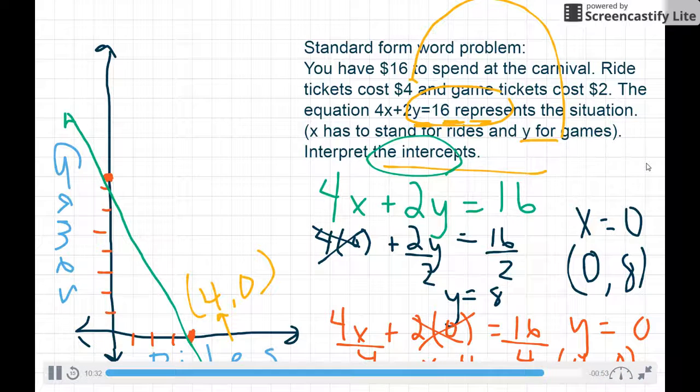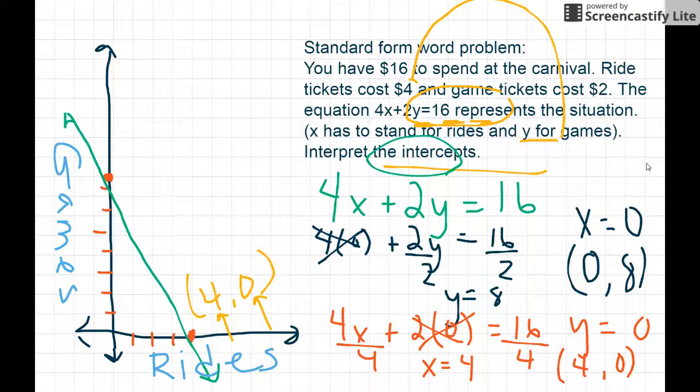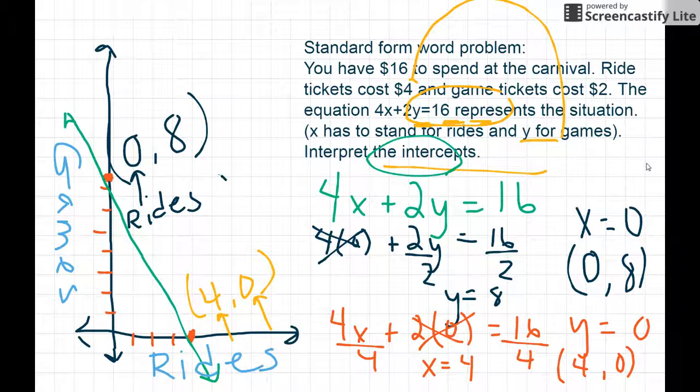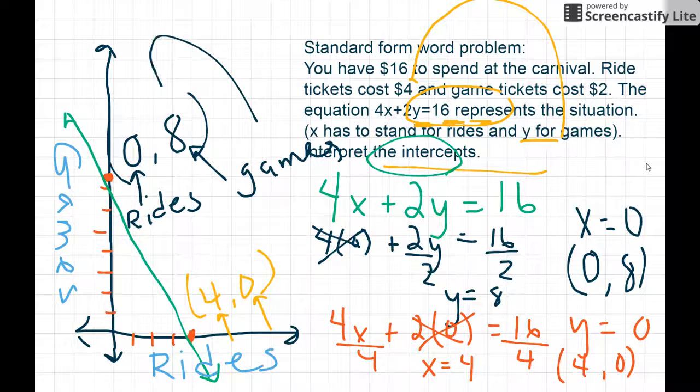on 4 rides, I can't play any games because I don't have any money left. Same thing over here. If this number is 0, 8, well, the x coordinate stands for rides, and the y coordinate stands for games. So it means if I spend my money on 8 games, I don't have any money left for rides.